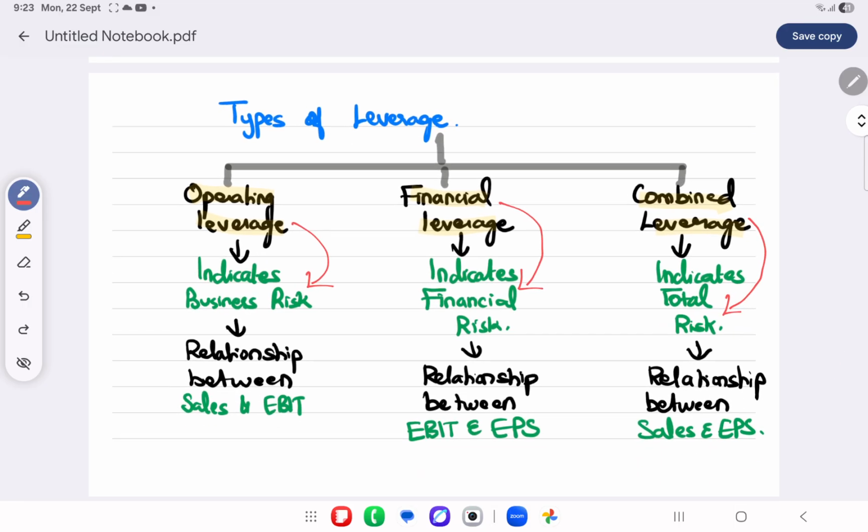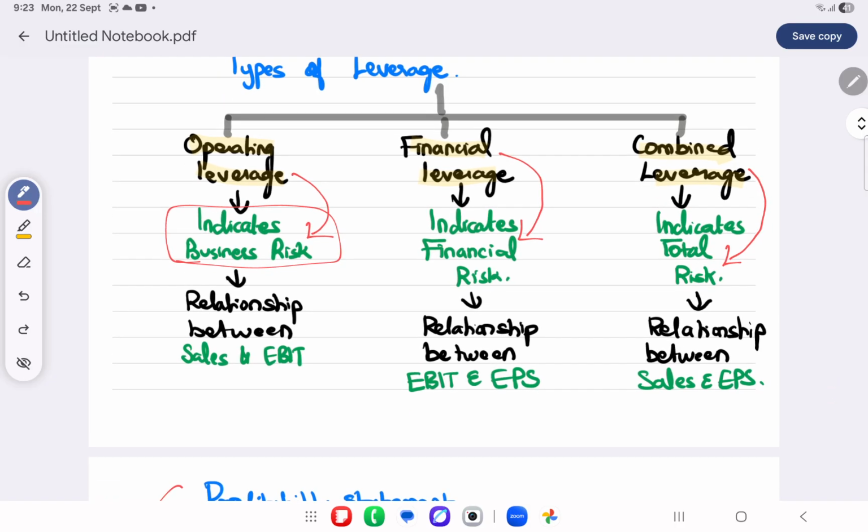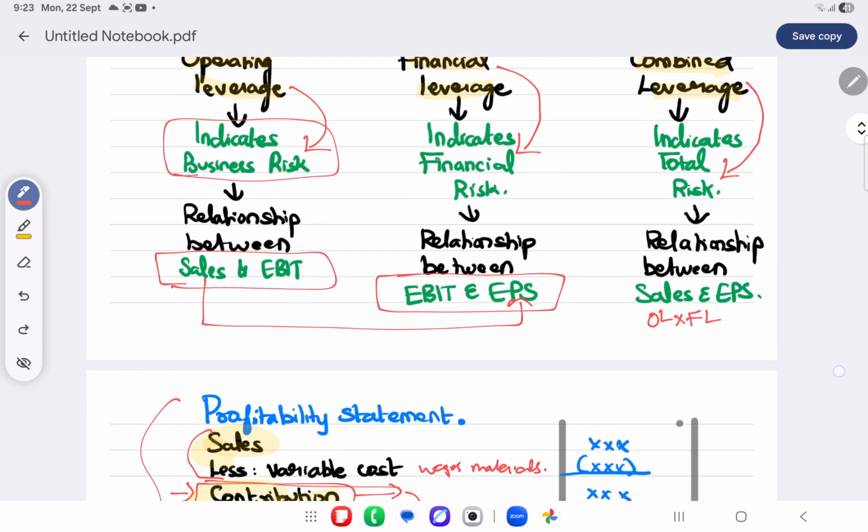How do we measure business risk through operating leverage? We are going to see the relationship between sales and EBIT. For financial leverage, we are going to see the relationship between EBIT and EPS. And for combined leverage, because it is a multiplication of operating leverage and financial leverage, we are going to see the relationship between sales and EPS.